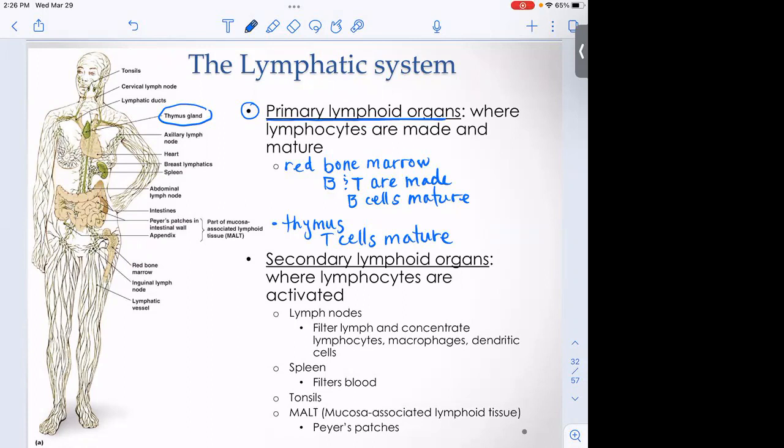And then the secondary lymphoid organs, this is where B cells and T cells become activated. Okay, so this is where B and T cells come in contact with antigen.